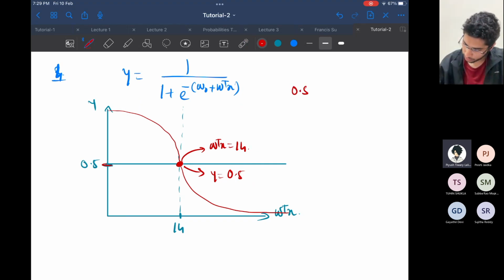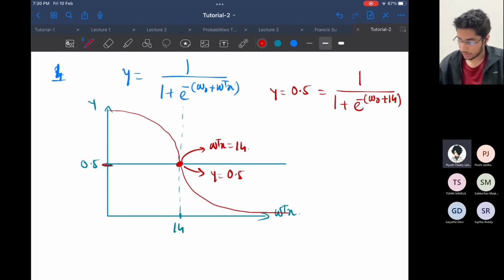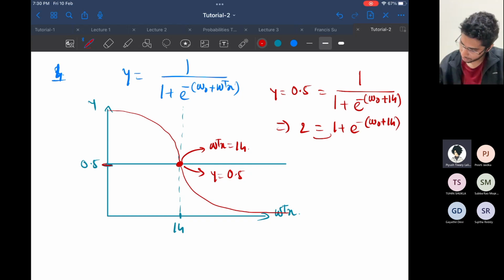So you have been given 0.5. So y, which is equal to 0.5, is equal to 1 upon 1 plus e raised to minus w naught plus w transpose x, which we know is 14. Am I correct? Yeah. So what I will do is I will just take the inverse on both sides. This will become 2. This will become 1 plus e raised to minus w naught plus 14. I will take that here. This will become 1 is equal to e raised to minus w naught plus 14.